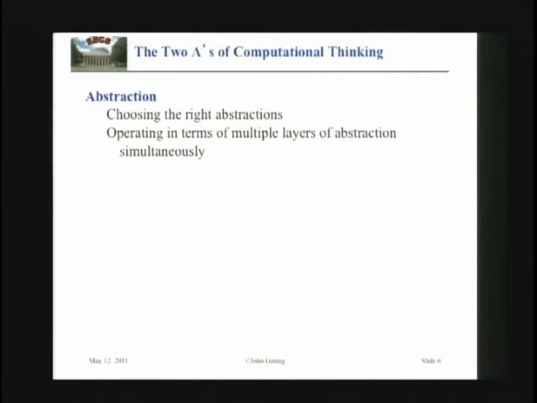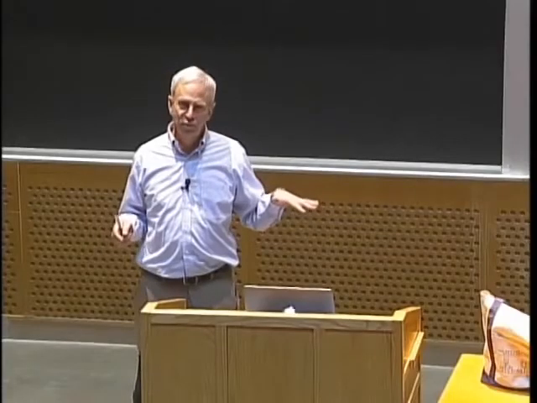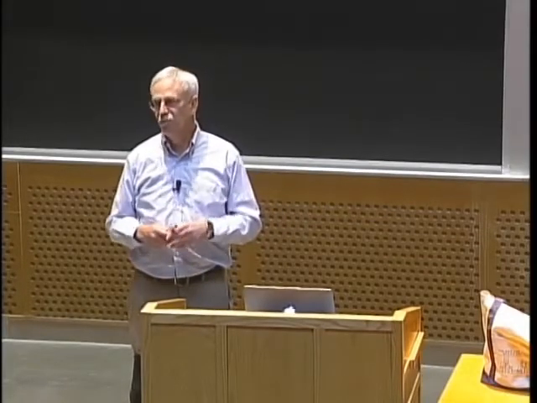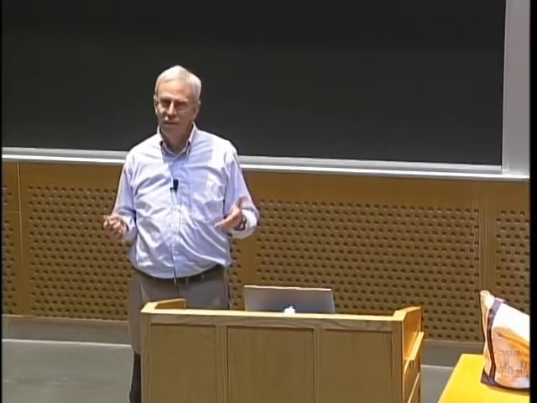Typically, we operate in terms of multiple layers of abstraction simultaneously. And this is an important part of thinking computationally. We have to be able to not worry about, say, the details of how floating point numbers are implemented, but just assume it's a good approximation of the real numbers. That's one level of abstraction. Another level of abstraction, we think about bus stop queues. And maybe we have to implement those ourselves.